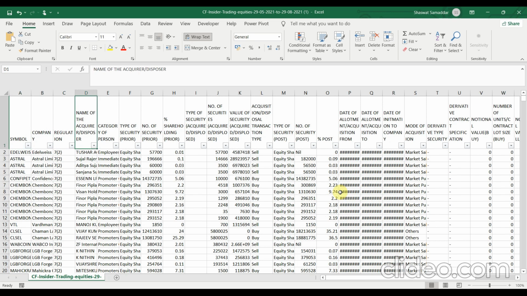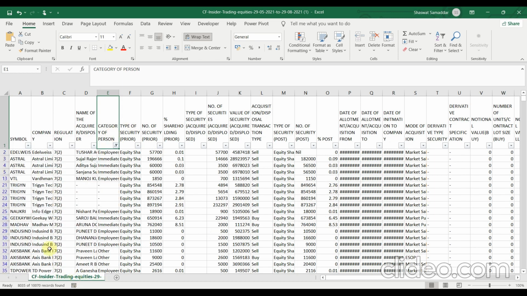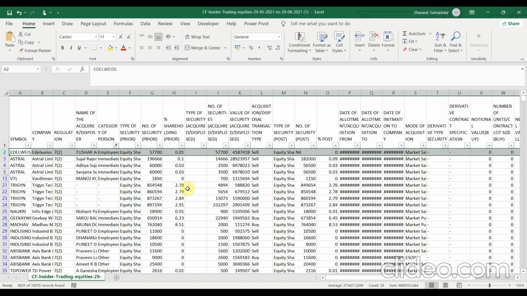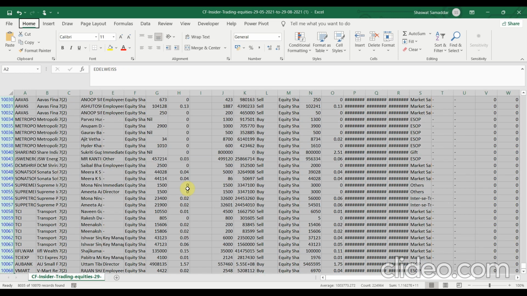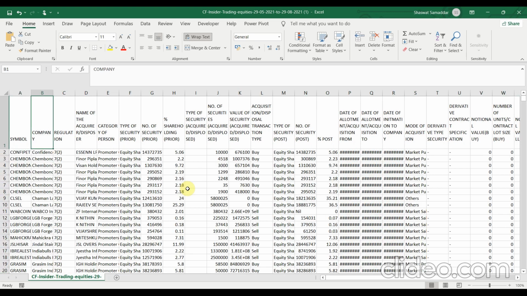So just apply the filters, and the first filter would be on the category of persons, that is the E column, which is currently selected on my computer screen. We want the category of persons to be promoter group or promoters only. We do not want it to be employees, immediate relative, key managerial person, etc. We only want promoter and promoter groups. And we will delete all the rows which have an entry in the category of person except promoter and promoter groups. Alright, once you are done with that, let's remove the filter.